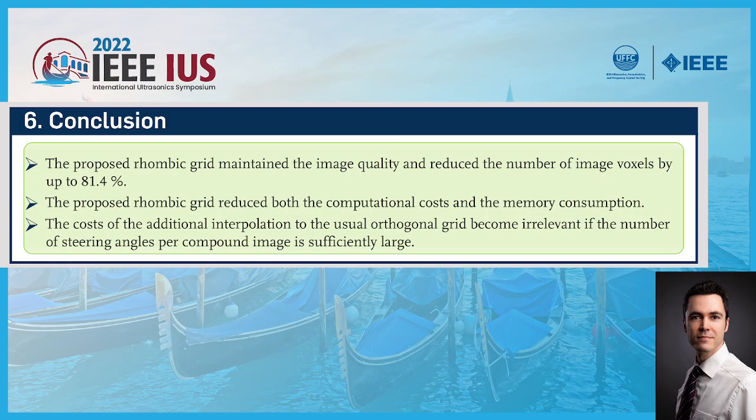The proposed rhombic grid maintained the image quality and reduced the number of image voxels by up to 81.4%. The proposed rhombic grid, moreover, reduced the computational costs and the memory consumption. The costs of the additional interpolation to the usual orthogonal grid become irrelevant if the number of steering angles per compound image is sufficiently large.